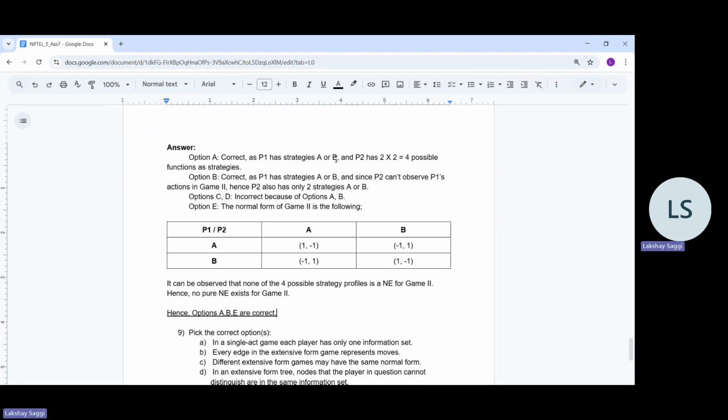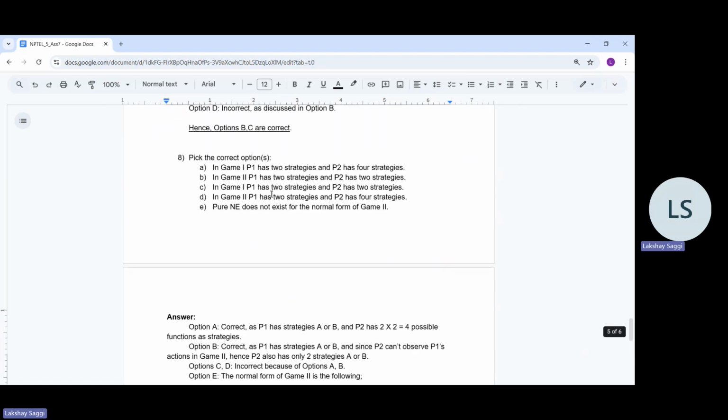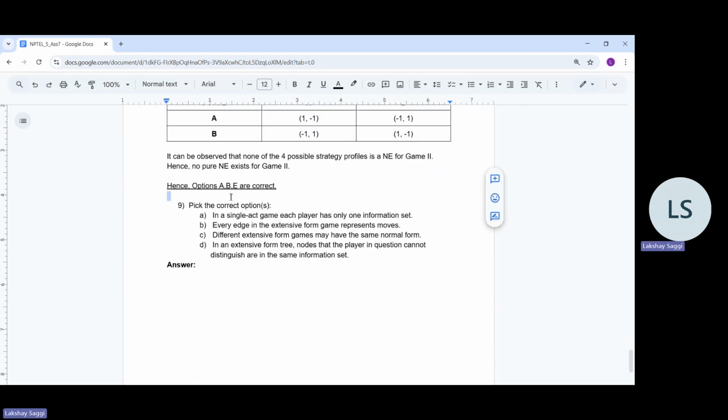Okay, so I hope this makes sense for everyone. If we are done with this, then let's move on to the last question for the day. It's the ninth question.